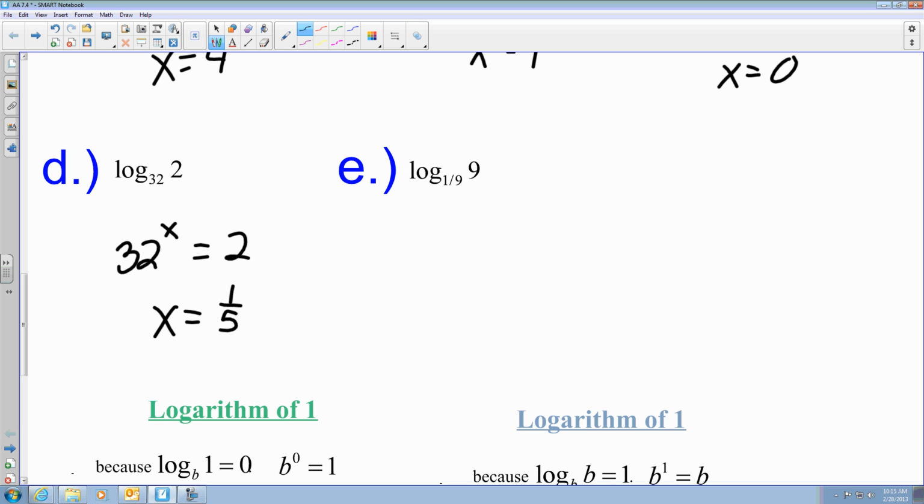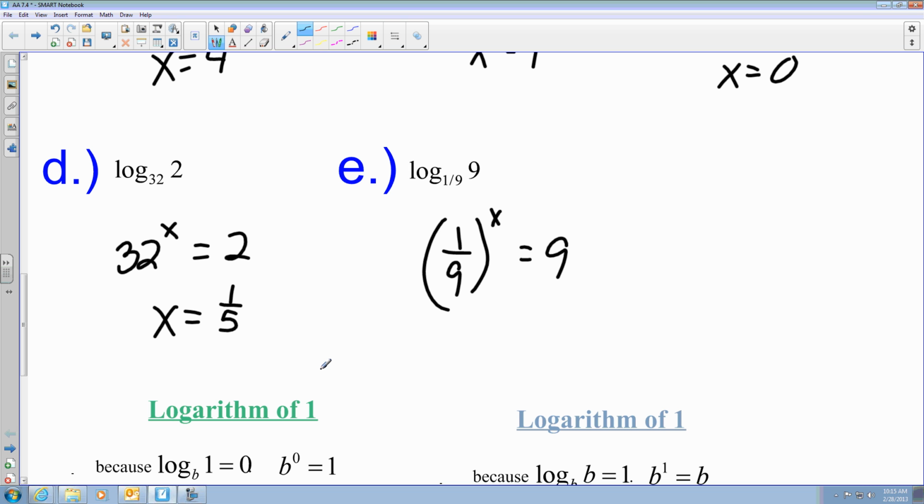For e, my base here will be what? 1/9 to the x power equals 9. So here you have a fraction to some exponent that will give you a whole number. Automatically that should register a negative number. So here, what negative value will work to give you 9?